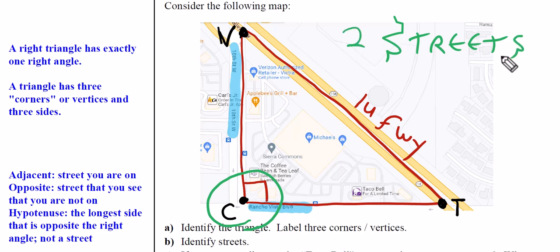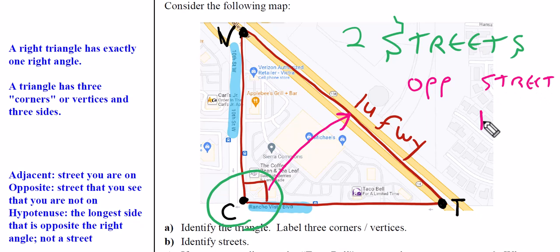That's problematic. Furthermore, when we ask the question, what street do you see across, or opposite, what is the opposite street? Well, don't tell me the 14 freeway, because the 14 freeway is not a street.